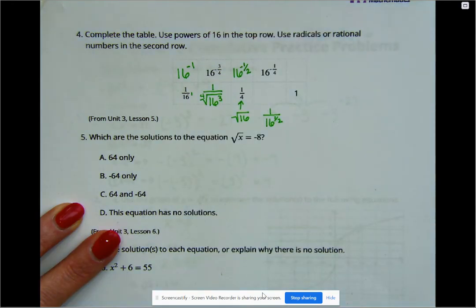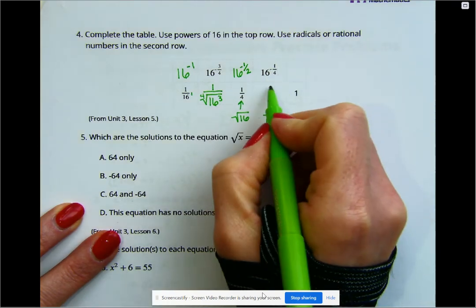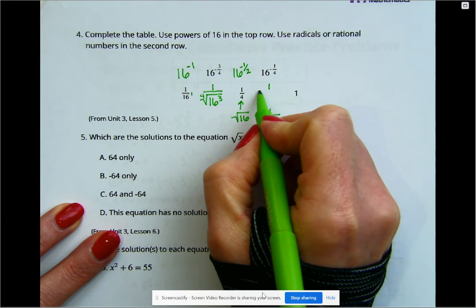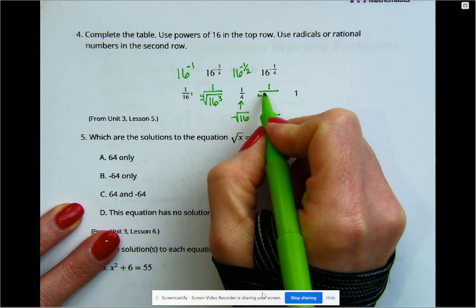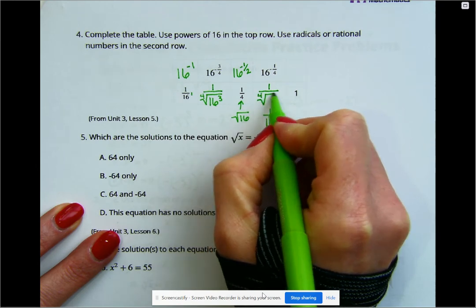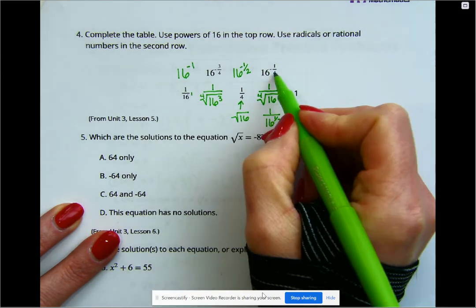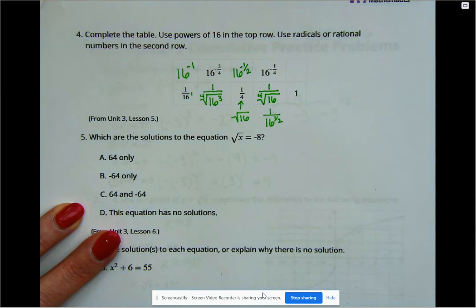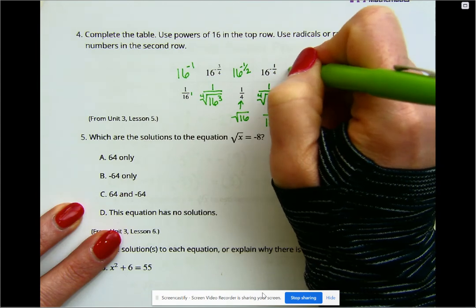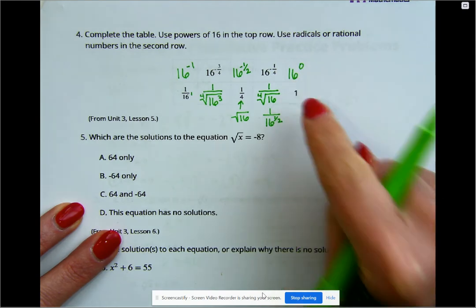All right, and then moving on, 16 to the negative 1/4. Again, because it's negative, we're looking at a fraction. The fourth root of 16. And I could put a little 1 exponent, like the fourth root of 16 to the first, but I don't need a 1 there. And then finally, this must be 16 to the 0, right? Because any base to the power of 0 is equal to 1.